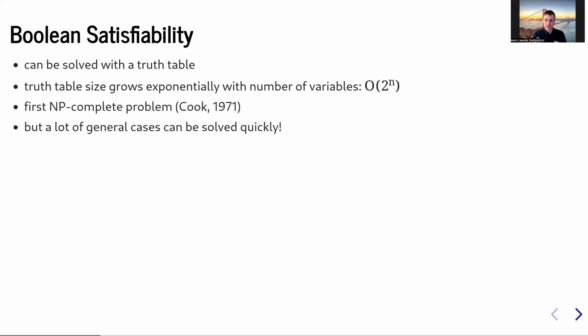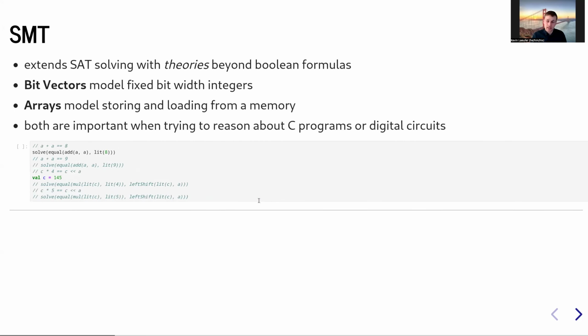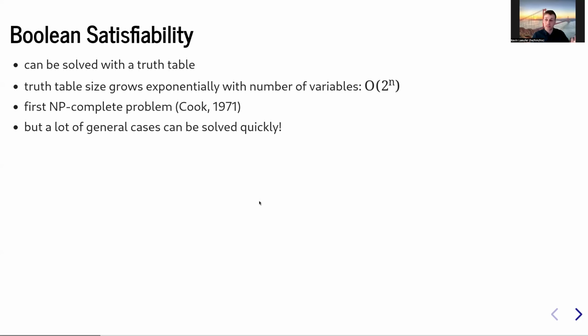So there are heuristics, meaning algorithms that don't necessarily work on the worst case, but that work pretty well in a lot of general cases, and can solve these general cases pretty quickly. And that is one of the things that enables us to do this formal verification.